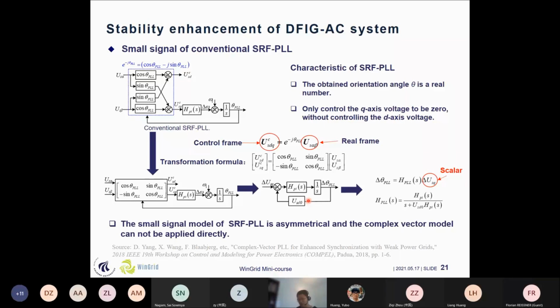And since we are encountering the asymmetric characteristic, it will make our system more complicated. That's the reason we can't use very simplified SISO methods for analyzing this kind of stability issue, and can't use conventional control theory like the Bode diagram to make a parameter design. So here we have a very basic idea: can we make the characteristic of the SRF-PLL symmetric? I will stop here so that you think about this. Can we make the characteristic of the PLL symmetric?